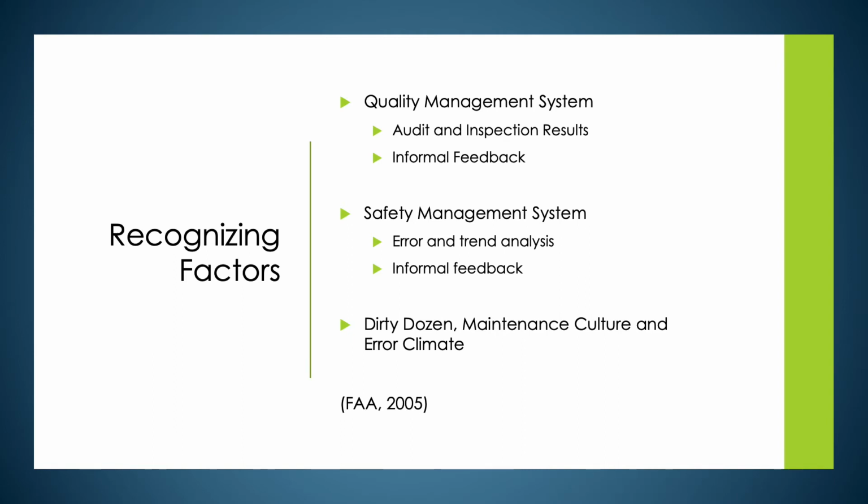Oftentimes, the identification of a risk or the unfortunate accident or incident is preceded by a gut feeling. The FAA and the James Reason model describes this as part of the dirty dozen, and ICAO from the Safety Management System describes it as safety culture, others as maintenance culture and error climate. Through the Quality Management System and Safety Management System, an organization has input both formally and informally as to the trend, results, and analysis of previous errors. These give indications as to the state of the organization today.